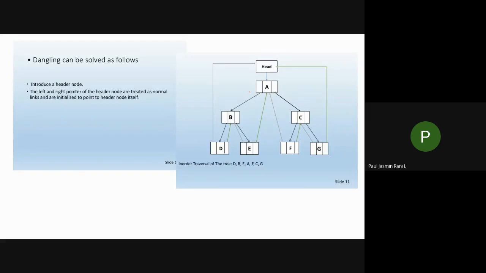In order to replace your null as a thread, you have to perform a traversal and find the in-order successors, and you have to replace the null pointer with the parent node address. By doing this, you can form a threaded binary tree.